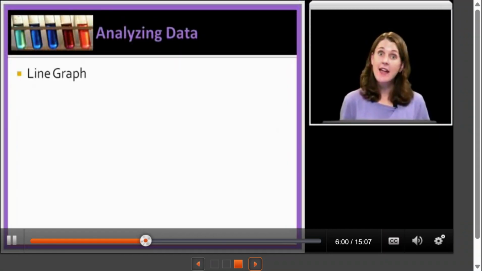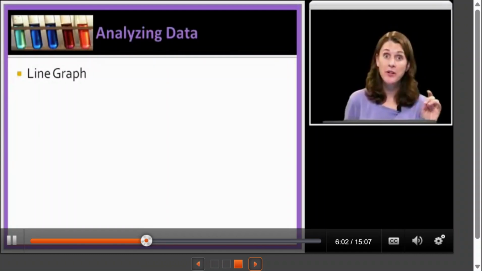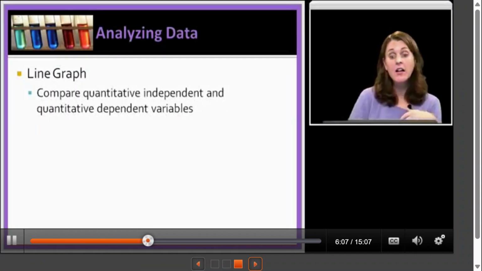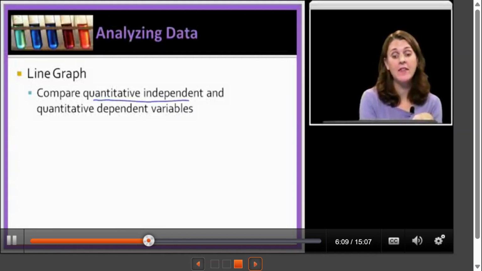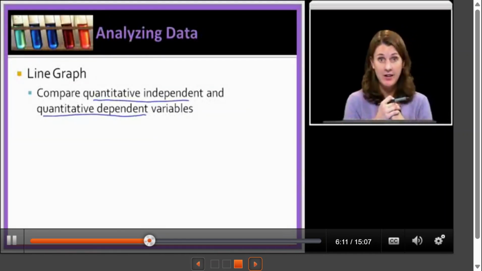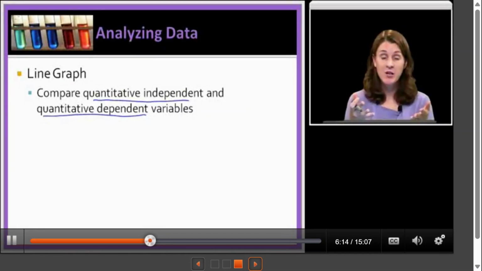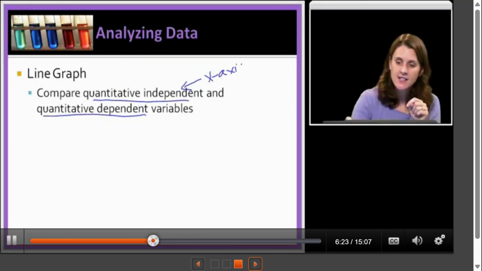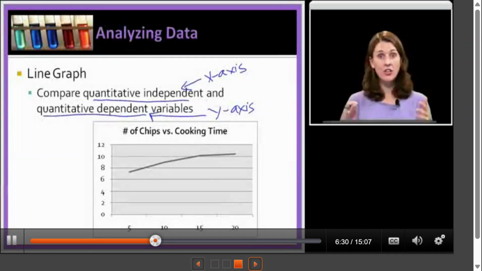All right, let's say you want to take that data and put it in a line graph. Well, a line graph is good to compare a quantitative independent variable and a quantitative dependent variable. So this experiment is a perfect example of when to use a line graph. Something to remember about graphs: your independent variable always goes on the x-axis, and your dependent variable always goes on the y-axis. So let's take a look at what our line graph might look like for this experiment.